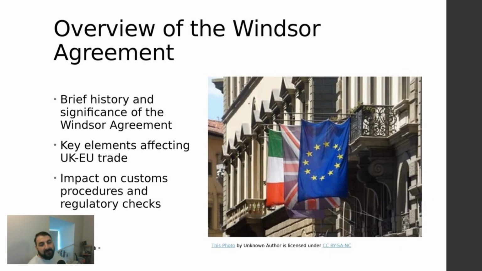The elements of the Windsor Agreement focus on trade between Northern Ireland and the Republic of Ireland. It allows goods to move without a hard border. That's key between these two countries. And this helps business by reducing delays and extra costs. The agreement also changes customs procedures and regulatory checks. It means some checks are needed, but it tries to keep them simple. This helps goods to move quickly and keeps trade flowing, a key element when you are importing and exporting, right?